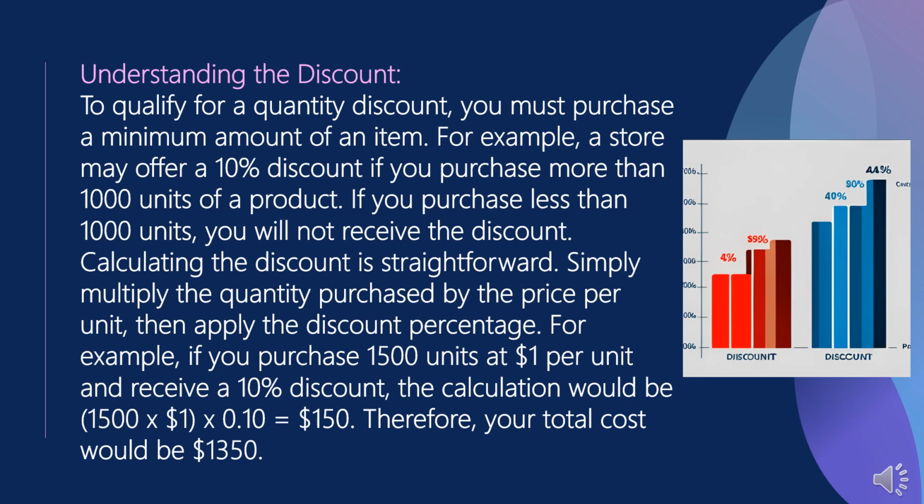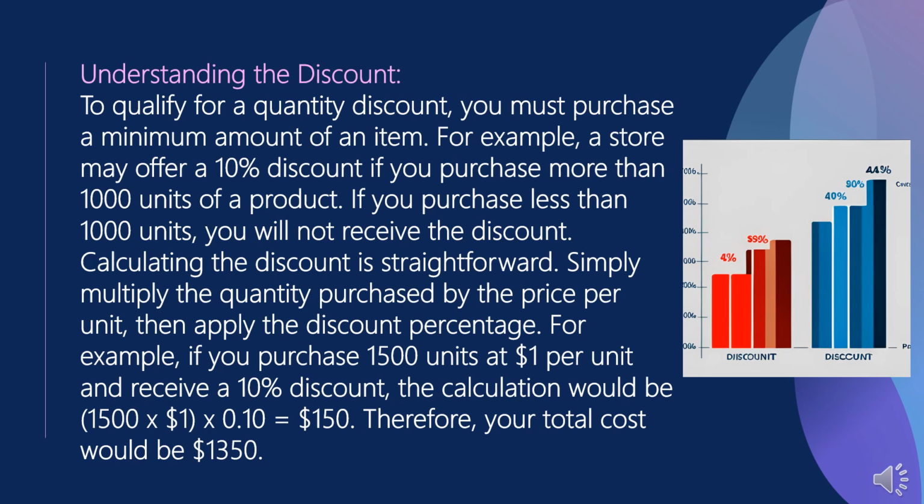Firstly, understanding the discount. To qualify for a quantity discount, you must purchase a minimum amount of an item. For example, a store may offer a 10% discount if you purchase more than 1000 units of a product. If you purchase less than 1000 units, you will not receive the discount. Hence, we have to purchase above 1000 units to get a discount of 10%.